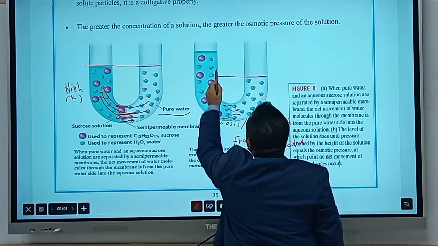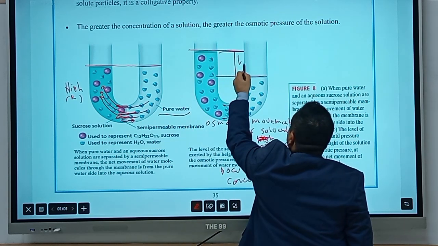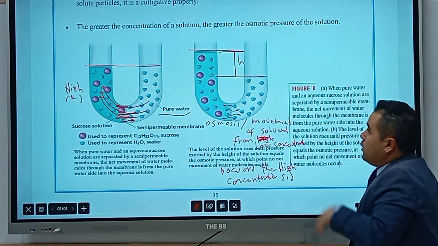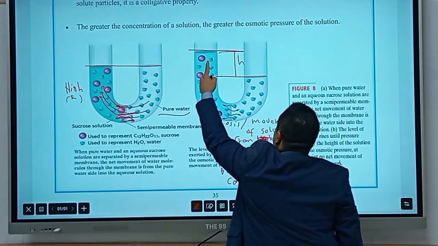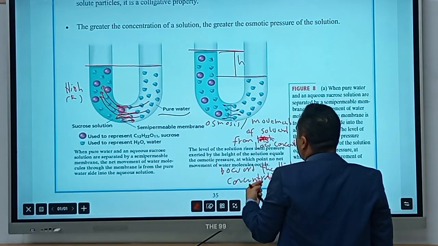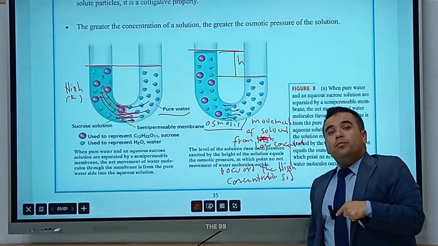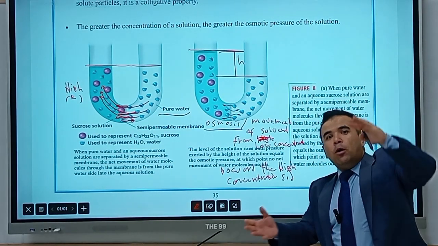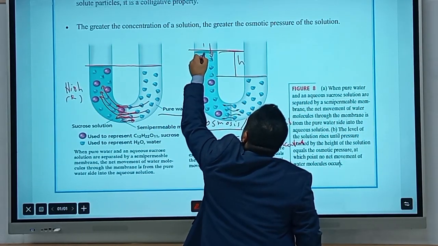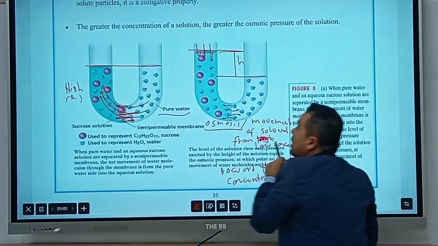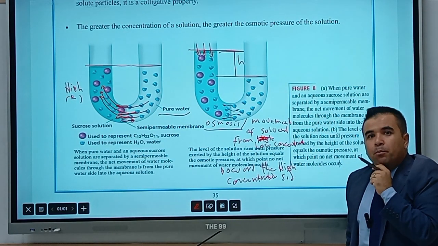But for the part B, we have different levels, guys. This is a height, h. What causes this difference in level, or elevates the high concentration side and lowers the low concentration side? The osmosis. And in order to stop the osmosis, we have to apply an external pressure. The external pressure must be applied. And that external pressure we call the osmotic pressure.